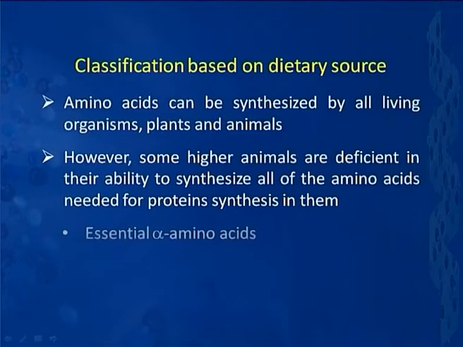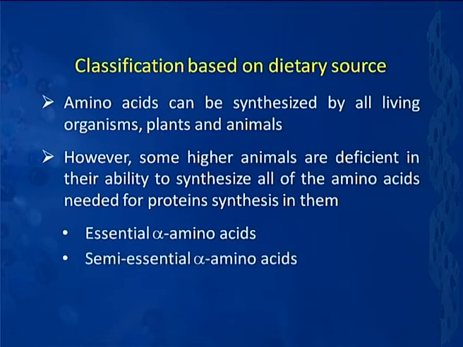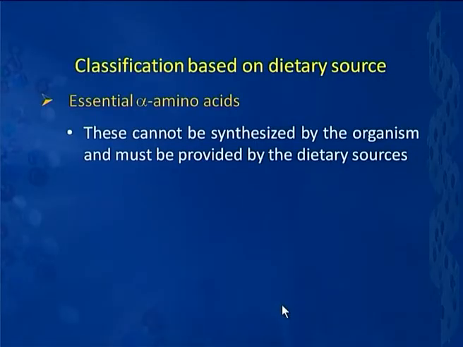They happen to be essential alpha amino acids, semi-essential alpha amino acids, and non-essential alpha amino acids. Let us look at each one of them. The essential amino acids, as the name suggests, cannot be synthesized by the body, they must be provided by the dietary source. That means they are essential to be present in the dietary sources. The food we take must have these amino acids. If we are taking food which is devoid of these alpha amino acids, we will have a lot of implications in terms of health.